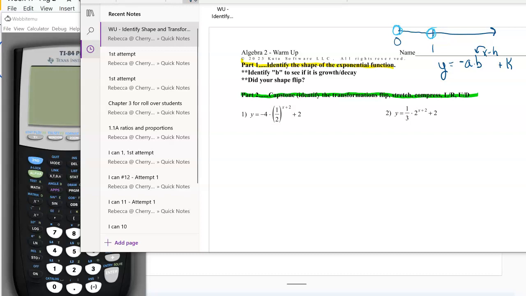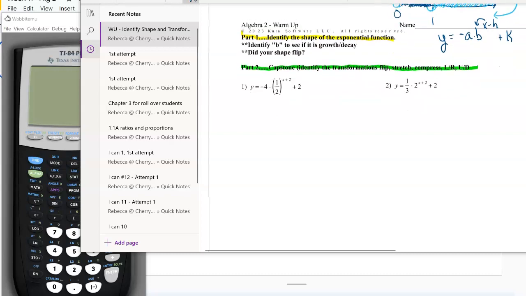So B is going to be in one of 2 places. It's going to be in between 0 and 1, and if it's there, then you're working with decay. And decay looks like that. It goes down from left to right, kind of like a capital L. But if your B is bigger than 1, then what we have is growth. And growth gets bigger from left to right. And so those are our 2 shapes unless they flip. So let's take a look at number 1 and see what happens.